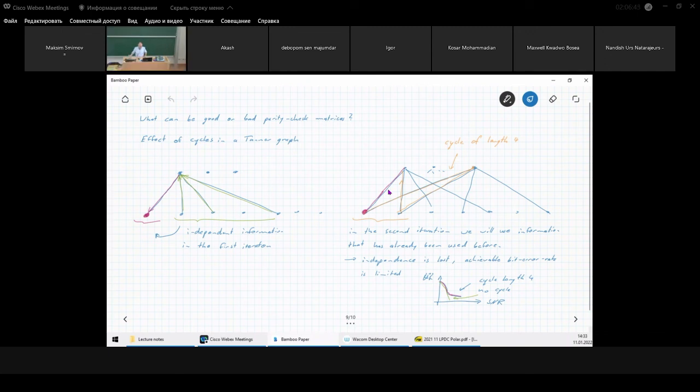Okay, but we will continue there next time. So for today, just again, think about the cycles and this idea of how information is reused and why it is not good to reuse information. That's the main message for today.